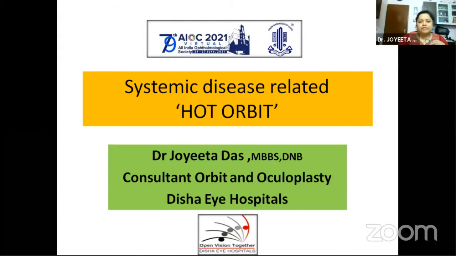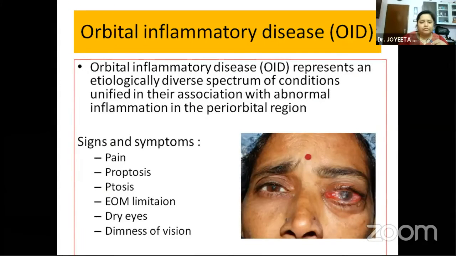My talk is on systemic disease-related hot orbit. So what is hot orbit? It's an orbital inflammatory disease, or orbital inflammation, that has an etiologically diverse spectrum of conditions, but they are unified in their association with abnormal inflammation in the periorbital region. It is characterized by pain, proptosis, ptosis, extraocular movement limitation, dryness, and dimness of vision.